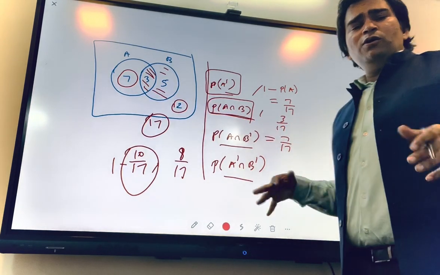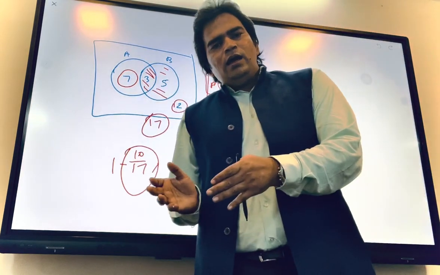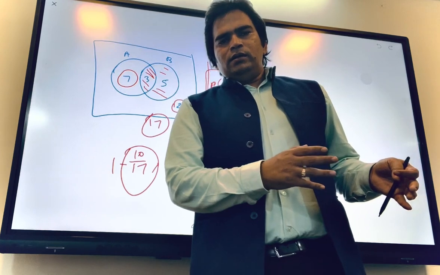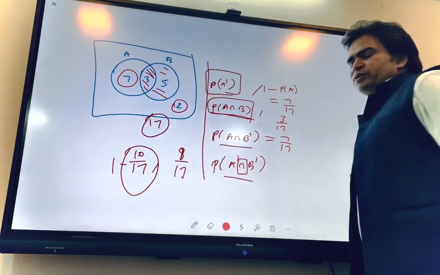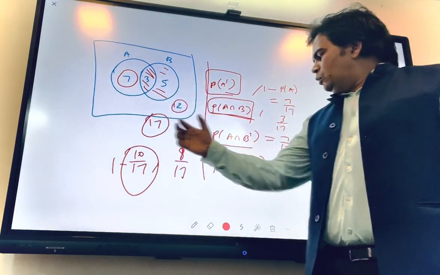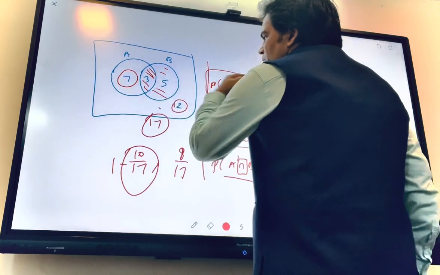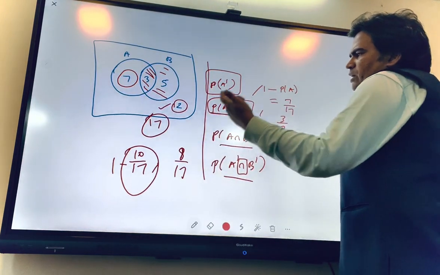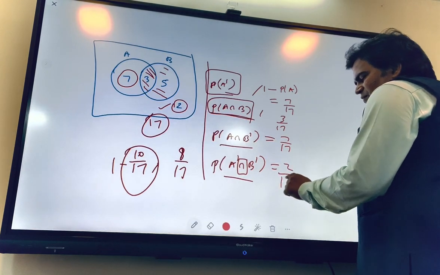Now when you talk about A complement intersection B complement, so what's outside A as well as outside B? Intersection always means and. So whenever you're talking about intersection, it always means and. So outside A and outside B, that's basically 2. So that's going to be 2 out of 17.